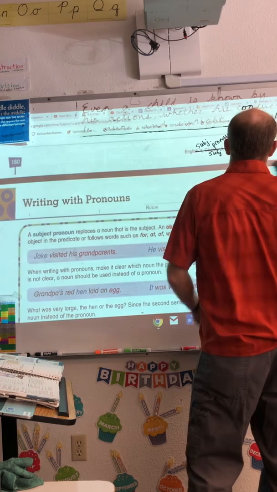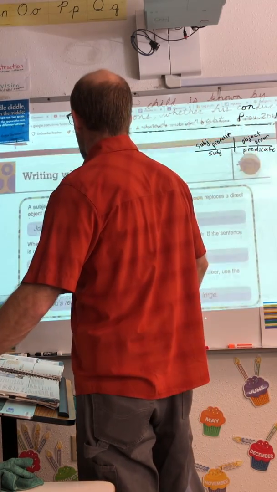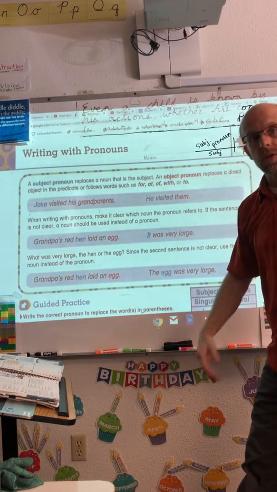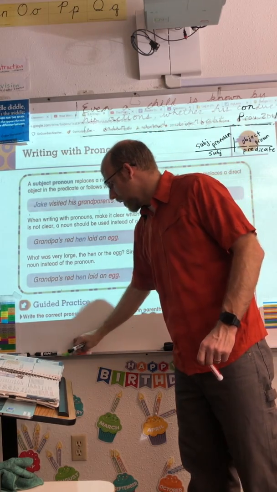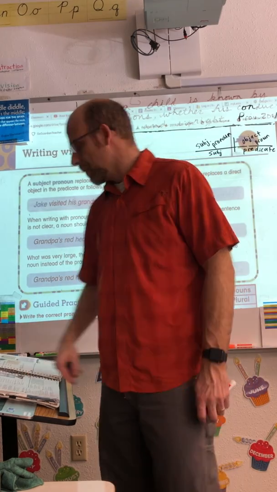Erasing that, erasing this, and today's new concept, pretty easy. Writing with pronouns. So how do you know which one to use where? That's kind of what I just got done saying to you. This is why it's important to know which one to use. Okay, now today's lesson.